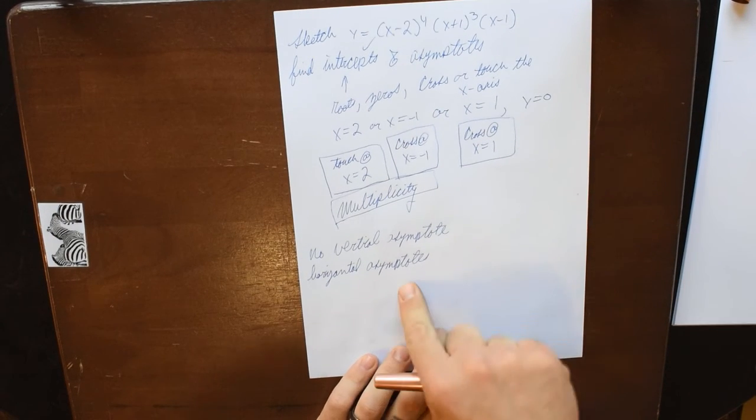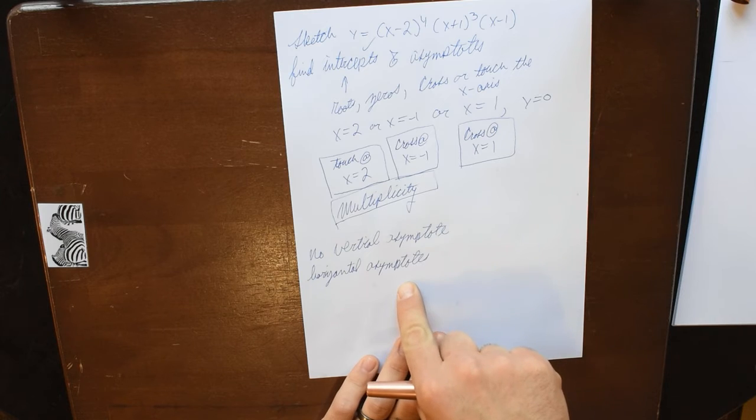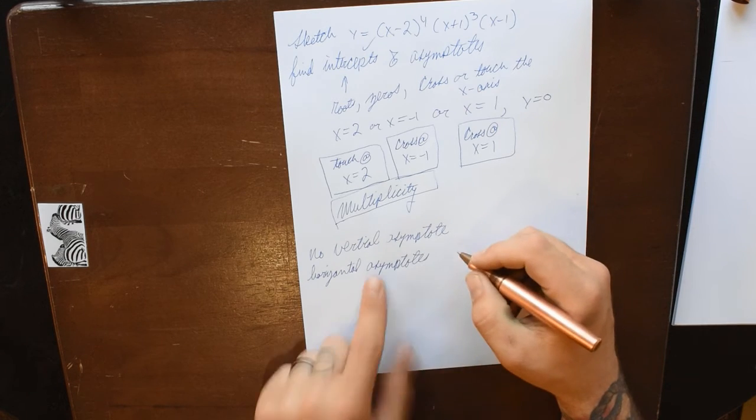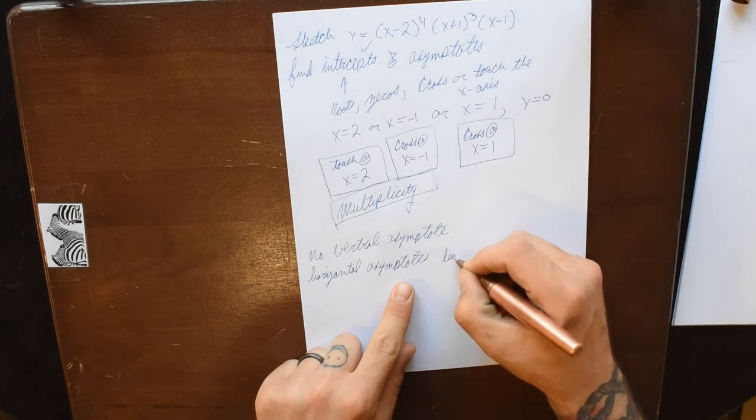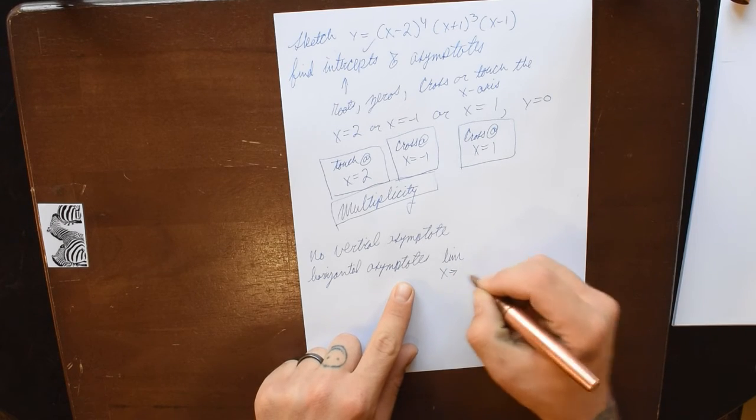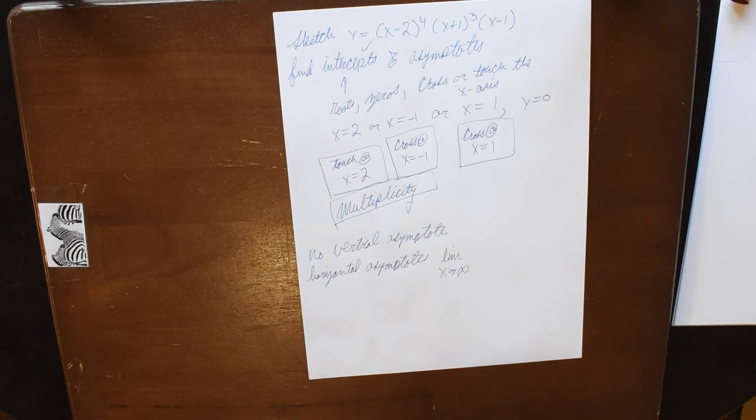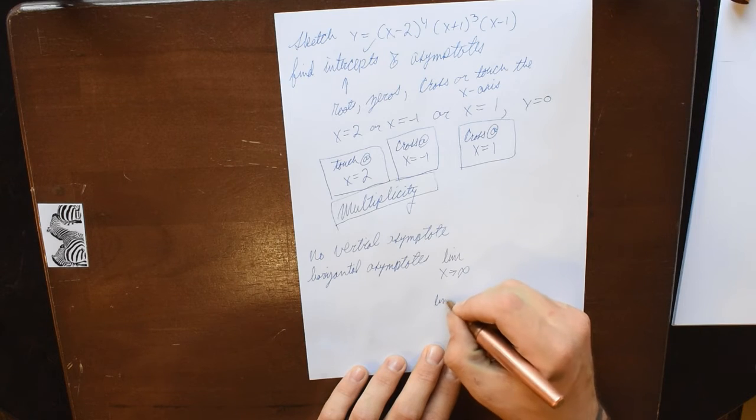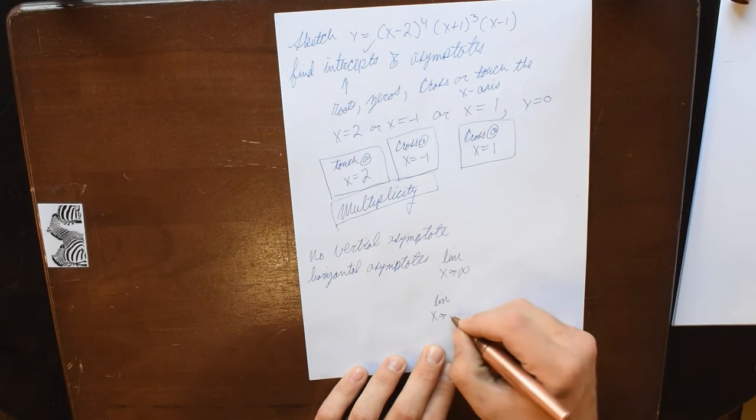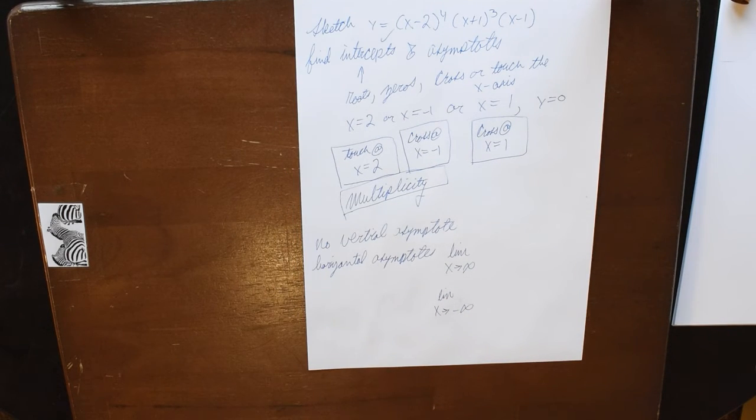So, our horizontal asymptotes. This whole lecture has been about horizontal asymptotes, which means we need to take limits as x goes off to infinity, or as x goes off to negative infinity.